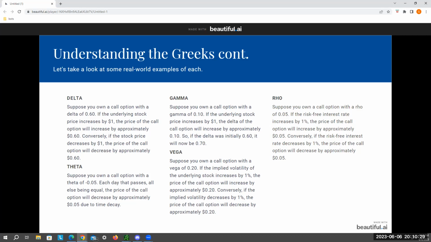Gamma. Suppose you own a call option with a gamma of 0.10. If the underlying stock price increases by $1, the delta of the call option will increase by approximately 0.10. So if the delta was initially 0.60, it will now be 0.70. Remember how I said the further your contract gets in the money, the higher the delta gets? That's based on the gamma. So if the gamma is 0.10, your contract delta will increase by 0.10 for every dollar it moves.